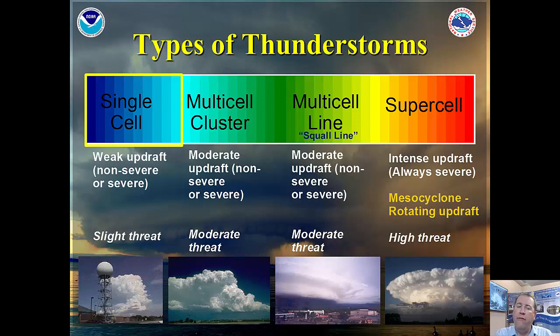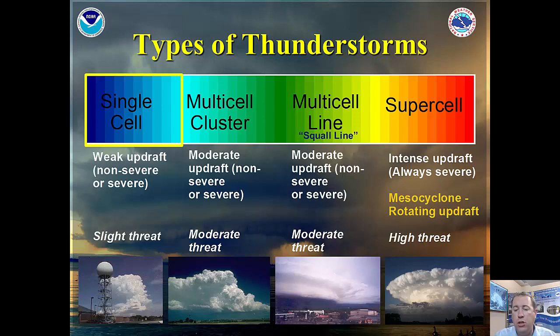We're going to start on the far left side for types of thunderstorms. We're going to start with a pulse storm or a single cell storm. On the graphic it says weak updraft. All that means is rising air. If the air rising is not very strong, it's considered a weak updraft.